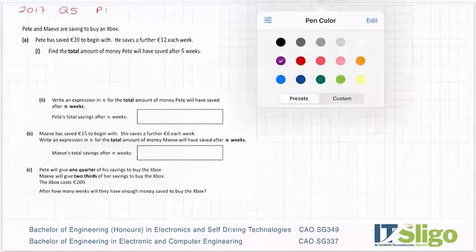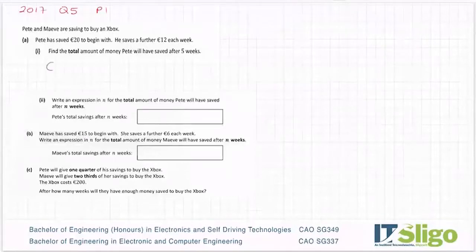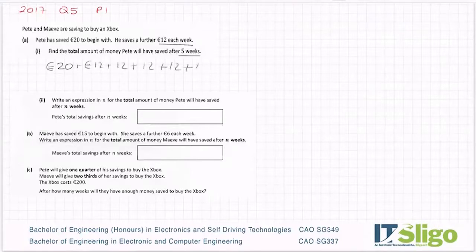So he has saved 20 euros. And then he's going to save 12 euros each week for 5 weeks. So we could go plus 12, plus 12, plus 12, plus 12, plus 12. Okay, so there's my week 1, 2, 3, 4, 5, and then the 20 he had already saved. Or of course you could have 20 plus 5 times 12. If you wanted to write it down that way, it doesn't matter. I make that 80 euros. Yeah, 5 12s are 60 and 20 is 80.